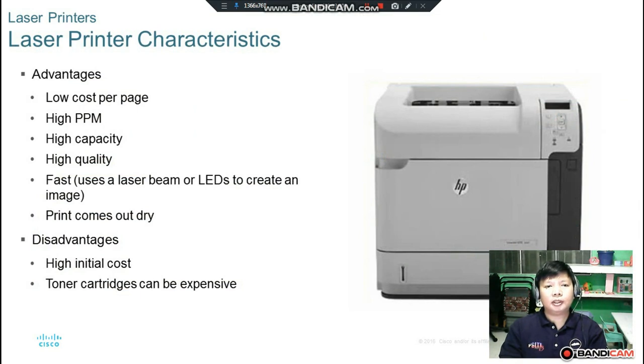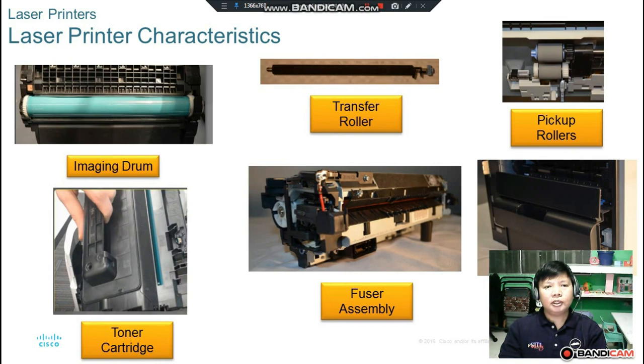Laser printer characteristics. Advantages: low cost per page, high PPM, high capacity, high quality, fast. They use a laser beam or LEDs to create an image, and the print comes out dry. Disadvantage: high initial cost. Laser printer parts: imaging drum, toner cartridge, transfer roller, fuser assembly, pickup rollers, duplexing assembly.